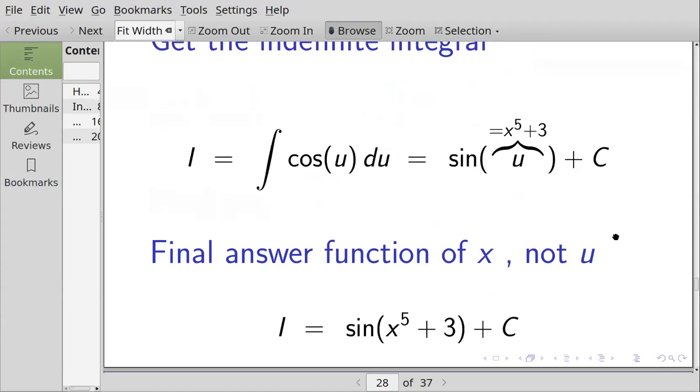So if I take the derivative of sine of x to the 5 plus 3 plus c, I would get cos of x to the 5 plus 3 times 5x to the 4th, which is the integrand, right? So I can always check the answers by differentiating. Okay. Is that okay? Yes, sir.